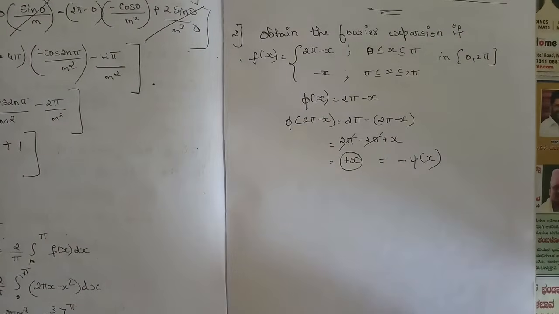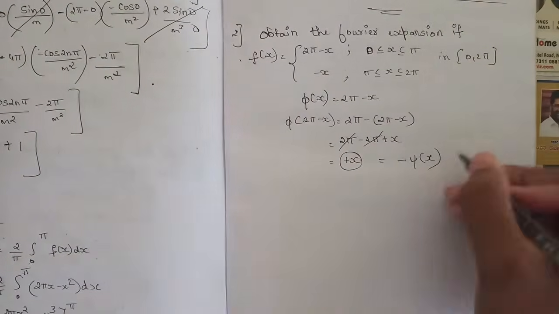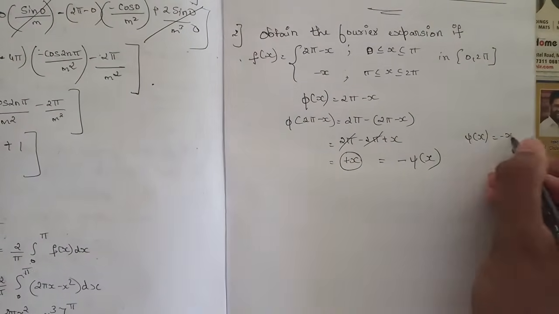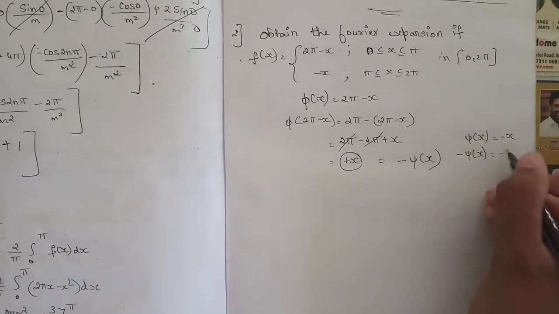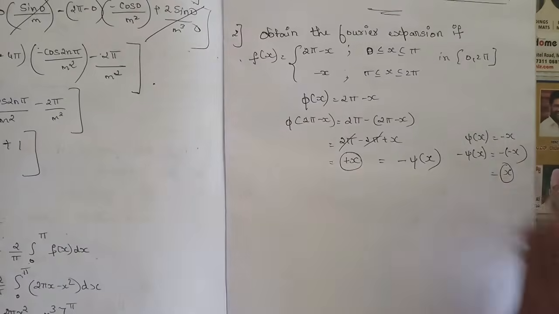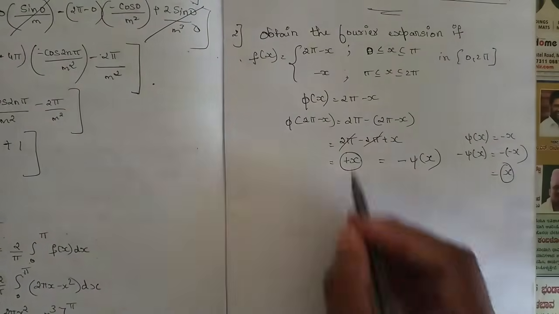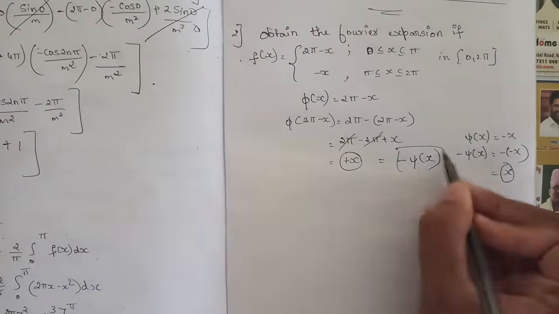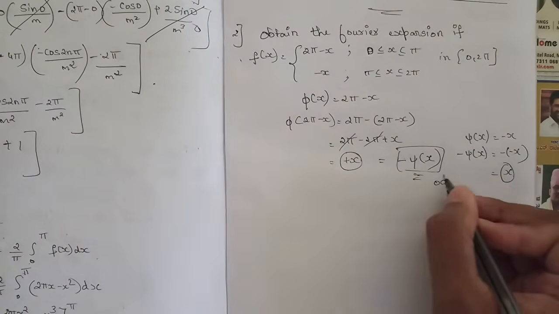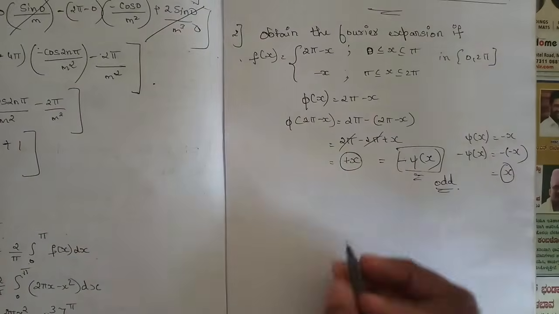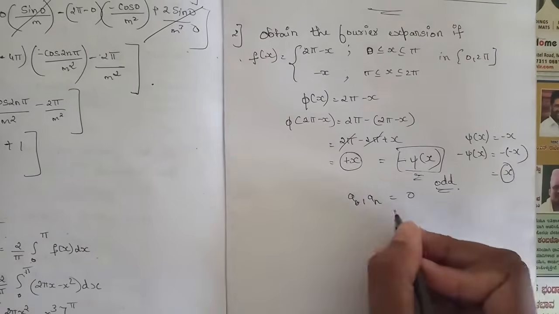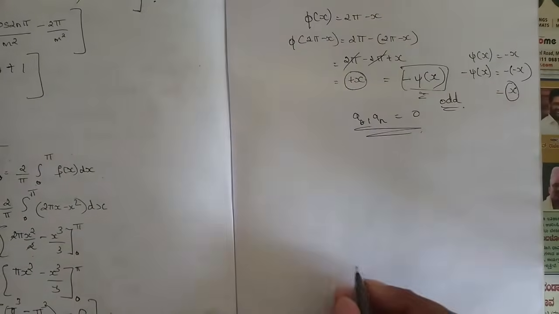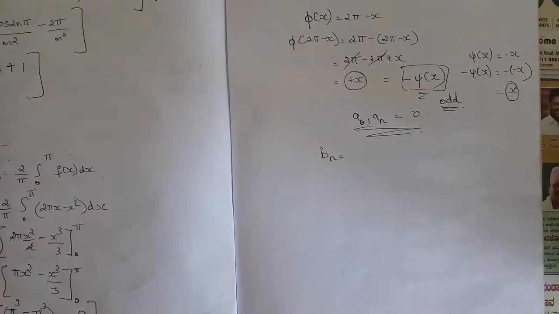How is it minus xi of x? Most of you will ask it now. Because the value of xi of x is minus x, right? So if we substitute it as minus xi of x, it becomes minus of minus x, which is plus x. So we got the same answer, plus x. So we can say that it is an odd function. In case of an odd function, we know that a0 and an both are equal to 0. So now the only thing left is to find the value of bn.